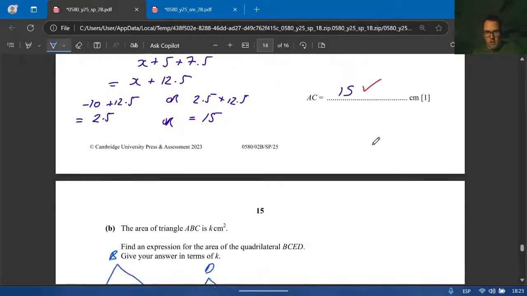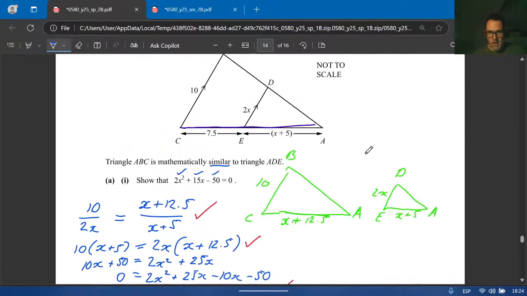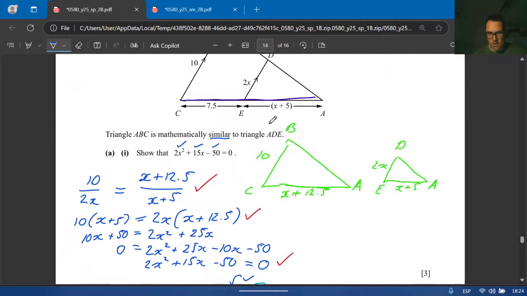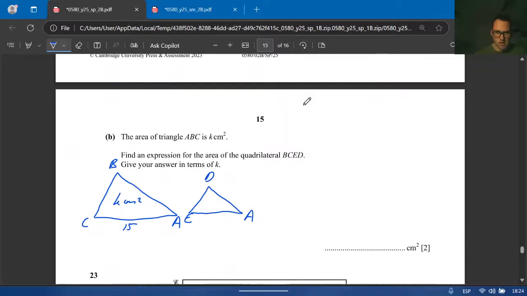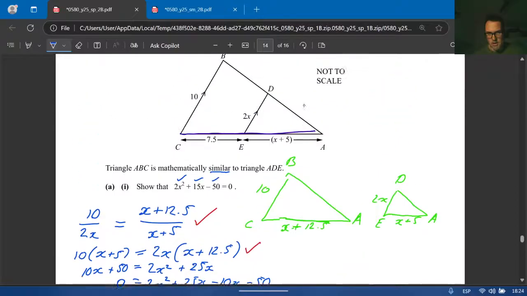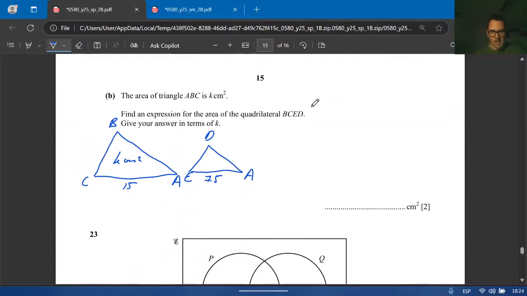Okay. Well, we got now AC is 15. And AE, well, remember x is 2.5, so that is 7.5 as well. So that's 7.5, isn't it? Do you understand what's going on here? Yes. AC is 15. Yeah, that makes sense. AC is 15, so that's 7.5. That's 7.5. E is in the middle. Okay. So what does that mean?